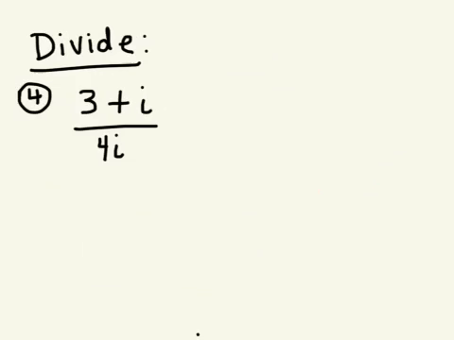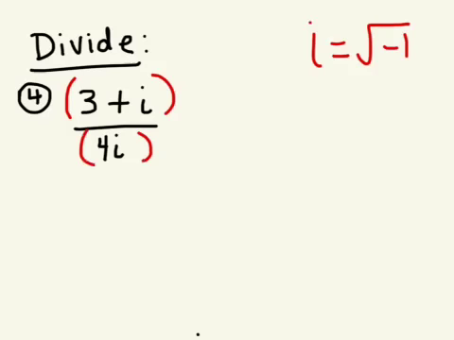Okay, division. Since we know that i is equivalent to the square root of negative 1, having i in the denominator is like having a radical in the denominator. And we know we do not like to have radicals in the denominator of a simplified expression. So what we need to do is multiply the top and the bottom of our fraction expression by i in order to eliminate i from the denominator, because we know that i squared is equal to negative 1.